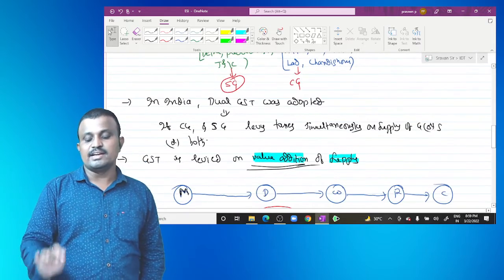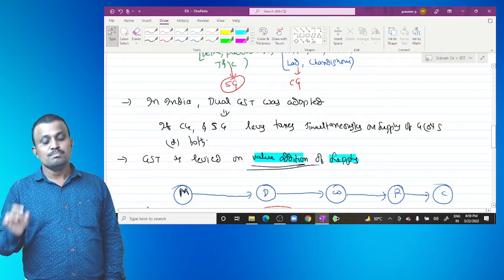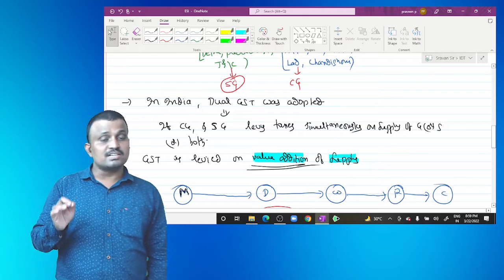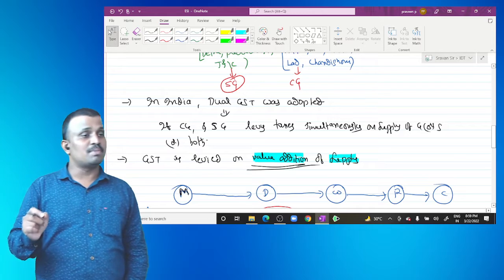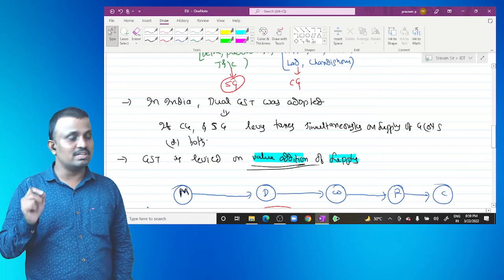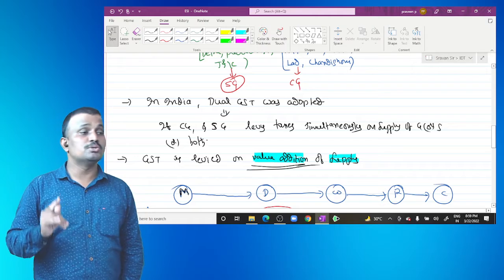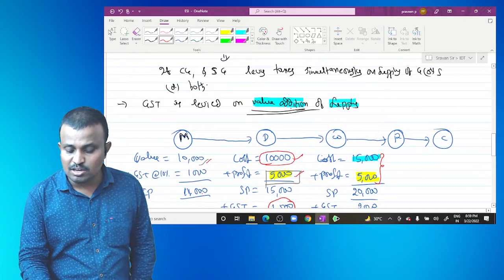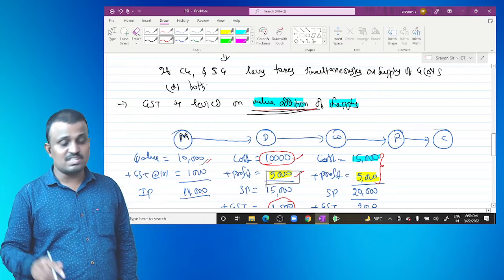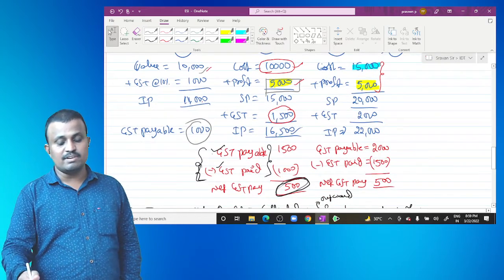So then in India, dual GST was adopted. What is meant by dual GST? If the central government and state government levy taxes simultaneously on the supply of goods or services or both in India, that is called what? Dual GST. And GST is levied on what? Value addition of the good, value addition of the supply. So how? We already discussed.